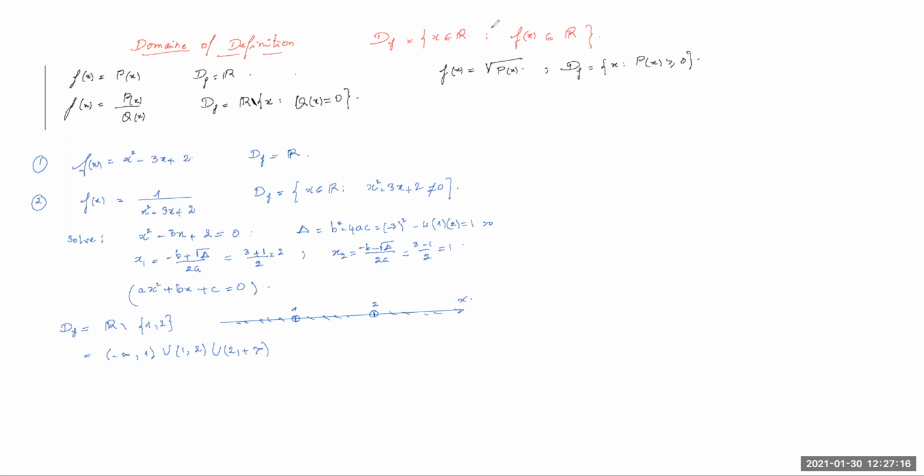Now, let's use the same expression, but this time, what about a square root? Square root of, again, x squared minus 3x plus 2. So here I have a square root, so I need to look for all possible values such that the expression inside must be positive or equal to 0.